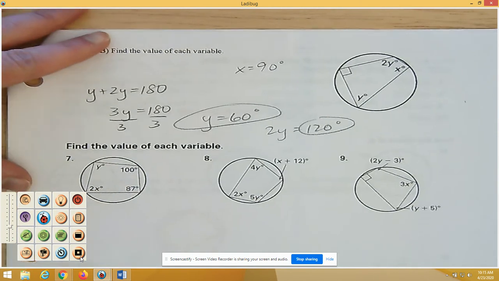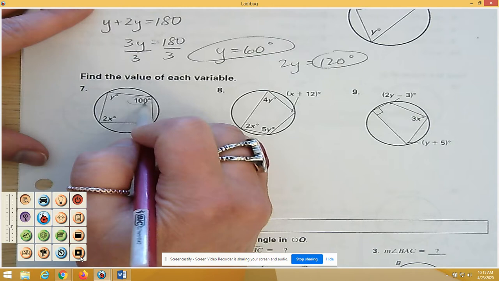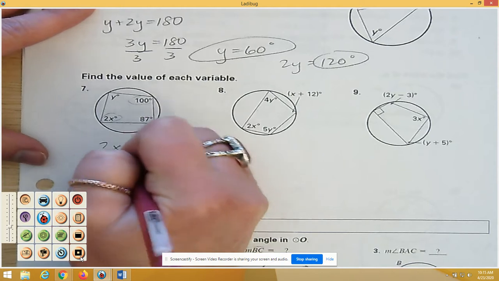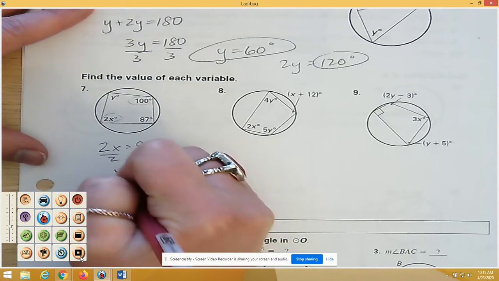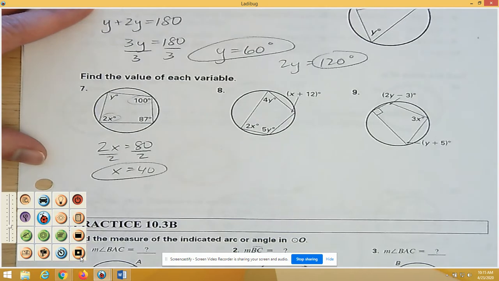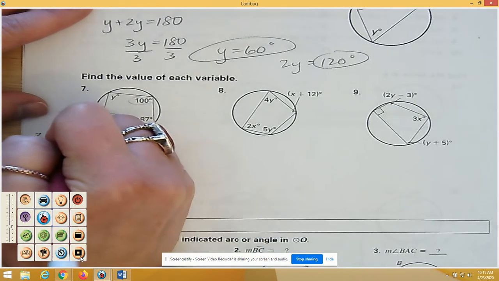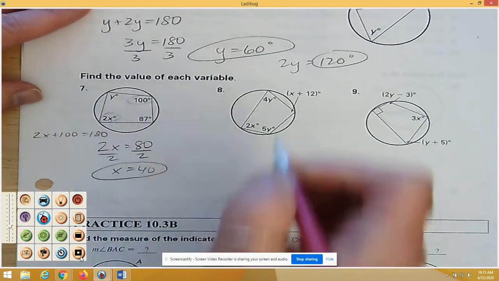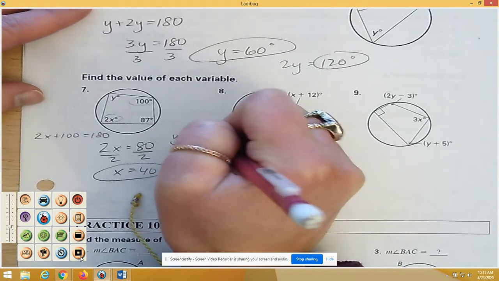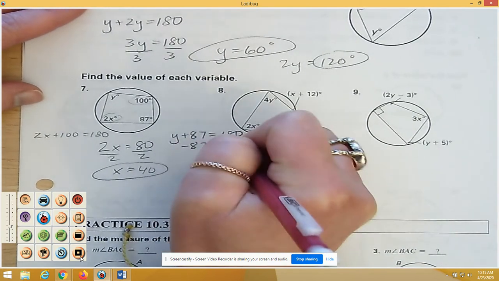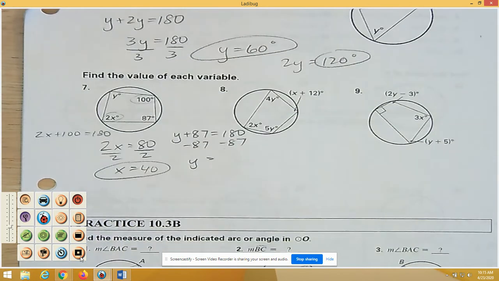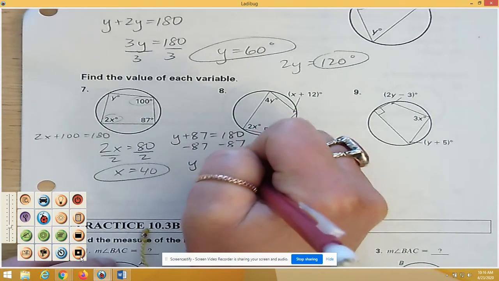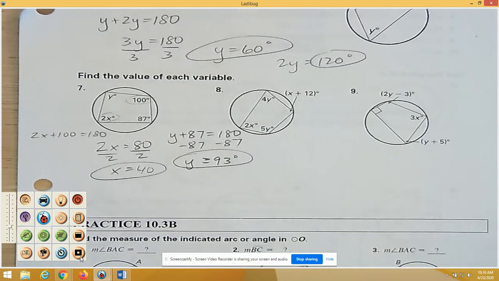All right, so I'm going to go alphabetical order. So this is 100 degrees. These two angles have to add up to 180, so that means 2x has to equal 80. And if I divide by 2, I get 40. Another way I can do that is saying 2x plus 100 equals 180, if you wanted to include that extra step. And then we could say for y plus 87 equals 180. I'm going to subtract 87, and I'm going to do that with my calculator, and I'm going to get 93 degrees.